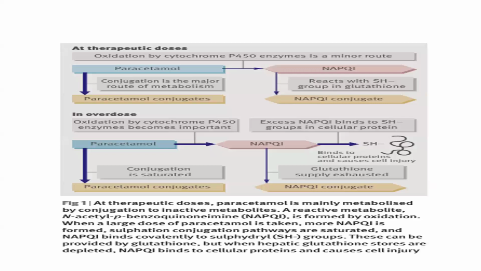So this is the pictorial representation of the mechanism of paracetamol poisoning. At therapeutic doses, paracetamol is mainly metabolized by conjugation to inactive metabolites. A reactive metabolite, N-acetyl-p-benzoquinone imine, that is NAPQI, is formed by oxidation. So when a large amount of paracetamol is taken, more NAPQI is formed, and the sulfation conjugation pathway is saturated, and NAPQI binds covalently to sulfhydryl groups. This can be provided by glutathione, but when hepatic glutathione stores are depleted, NAPQI binds to cellular proteins and causes cell injury.